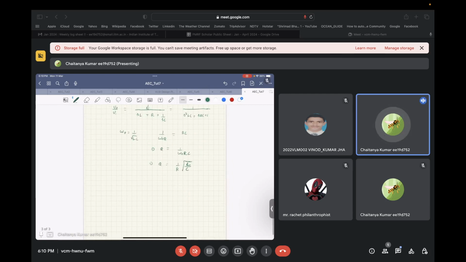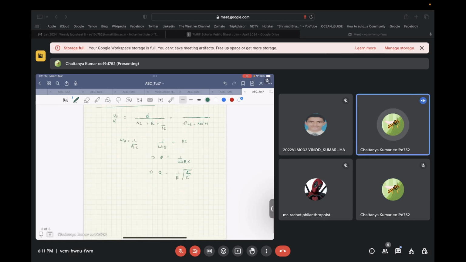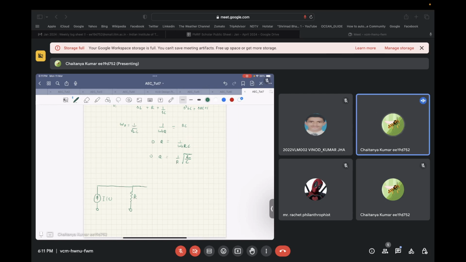Let's try to build another kind of circuit that can give the same kind of transfer function. Let's try using a current source. So let's say this is I(s) going into a parallel RLC network.